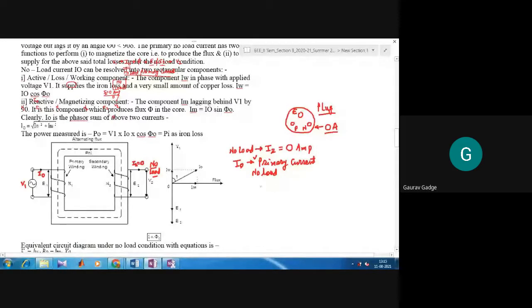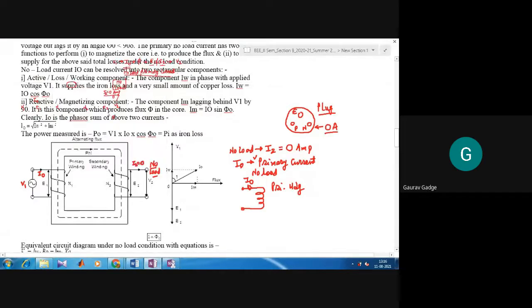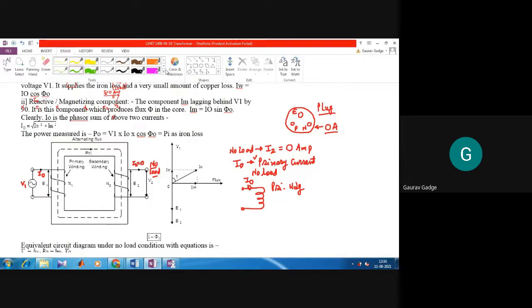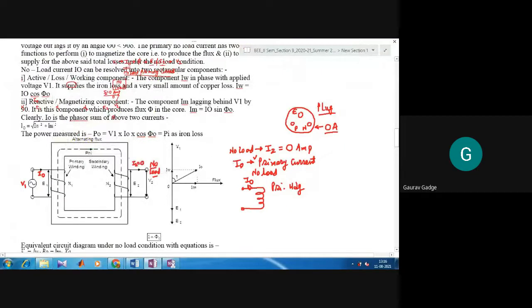Now, whenever current passes through any coil, like this is your primary coil, this is the primary winding, when the current passes through this primary coil, that current always has two effects. The first effect of that current is that it develops its own magnetic field.